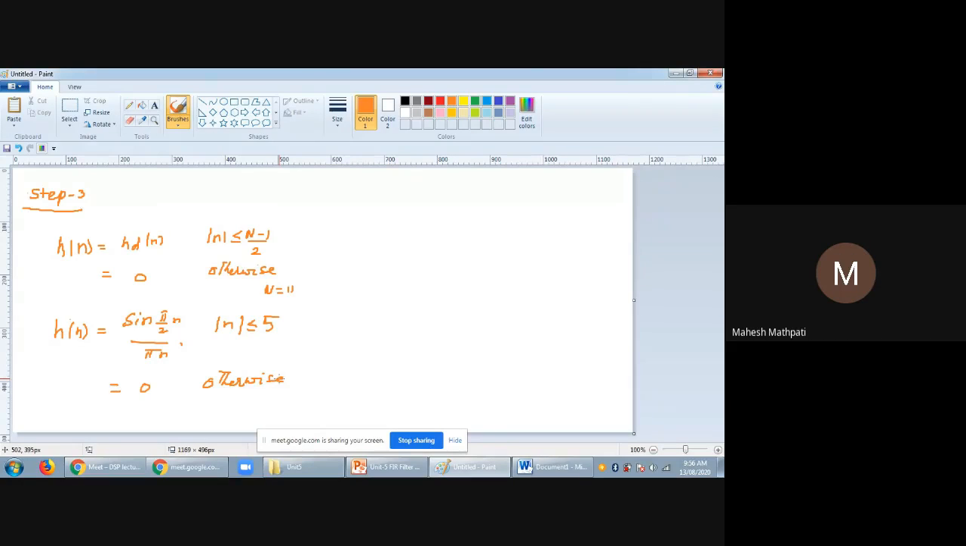Now let us calculate the values here. This is a very important thing. For small n equals 0, the above equation becomes indeterminate. If I substitute n equals 0, we get sin 0 by 0, which is indeterminate. So how do we solve such cases?